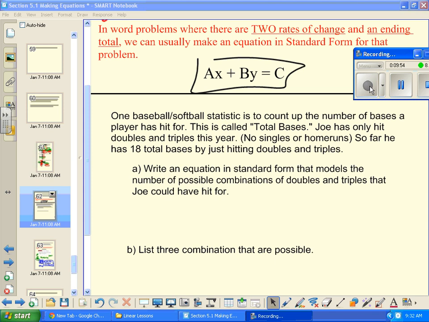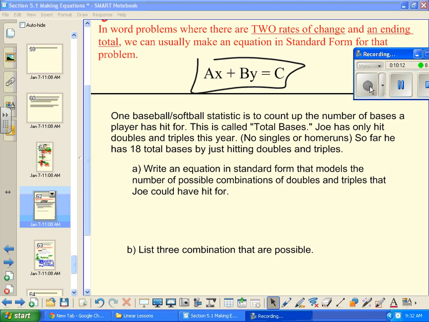So we'll say Joe has only hit doubles and triples this year. He hasn't got any singles or home runs at all, just doubles and triples. So far he has 18 total bases just by hitting doubles and triples. Part A says write an equation in standard form that models the number of possible combinations of doubles and triples that Joe could have hit.